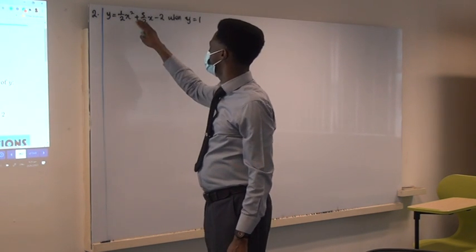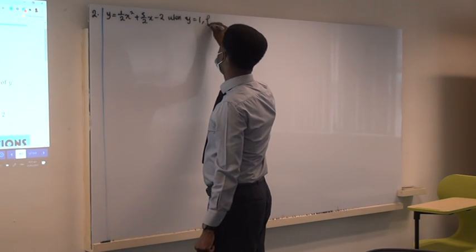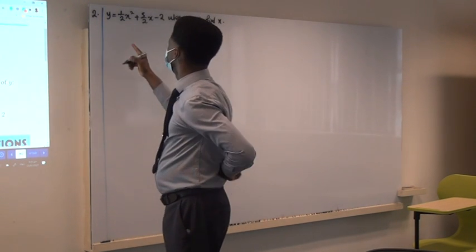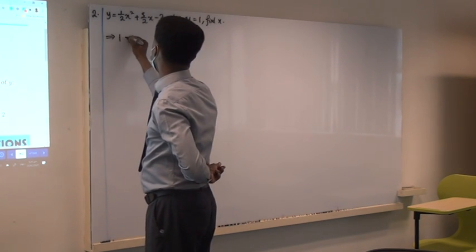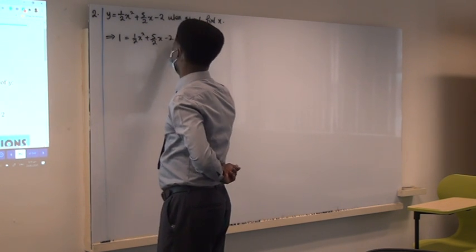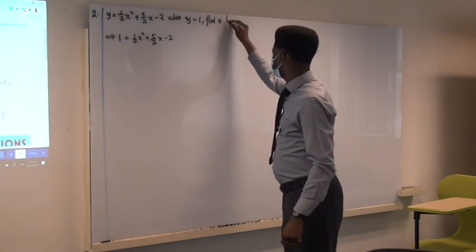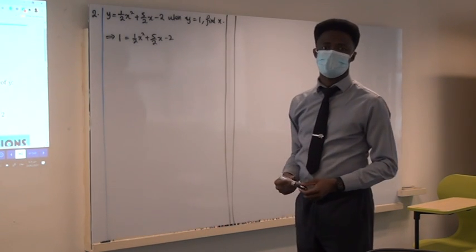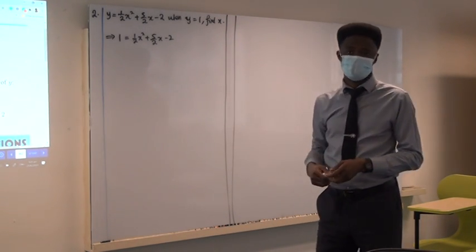We want to find x. I'll input the y. When y is equal to this, find x. So maybe I say y equals 1 instead of y. So this means that 1 is equal to half x squared plus 5 over 2x minus 2. What do I do next? Quickly, I have 5 minutes to the investigation task. Ada said put y is equal to 1. That's what I've done. So what do I do next?